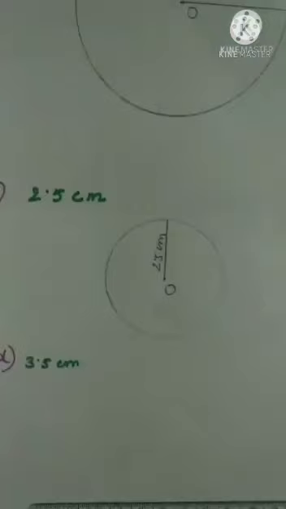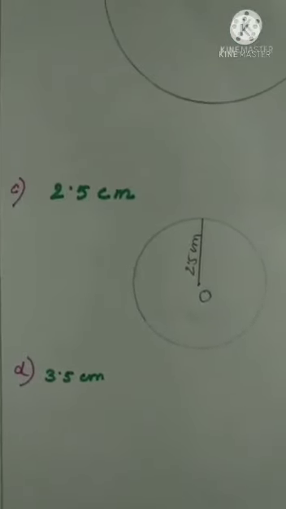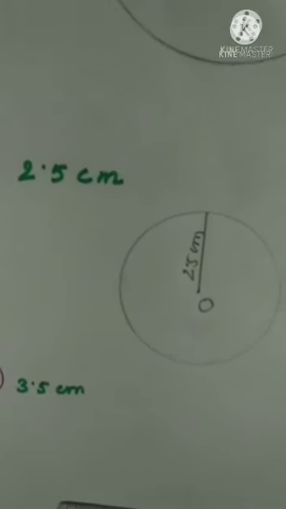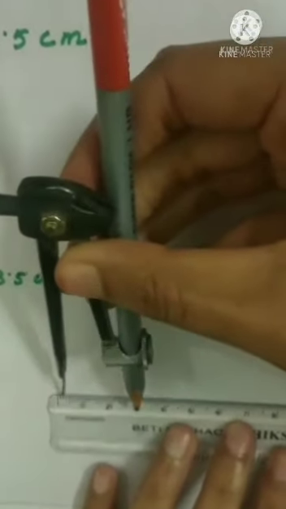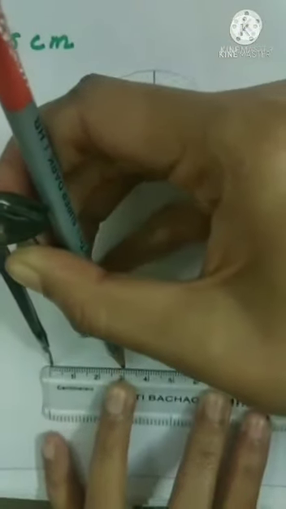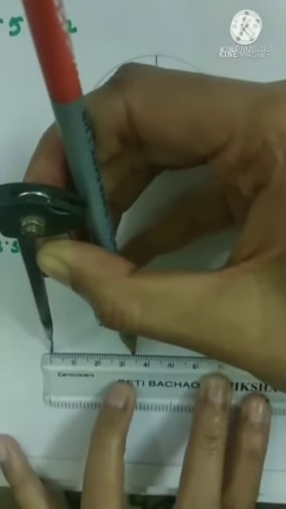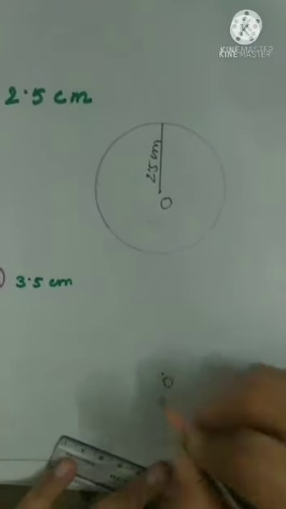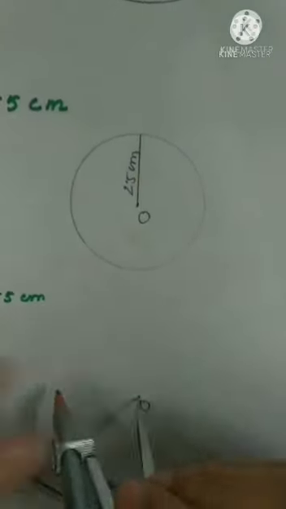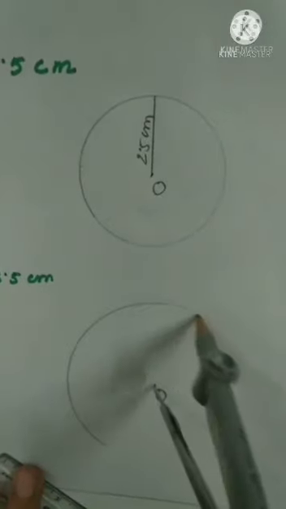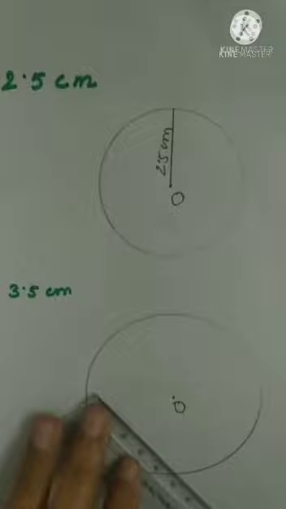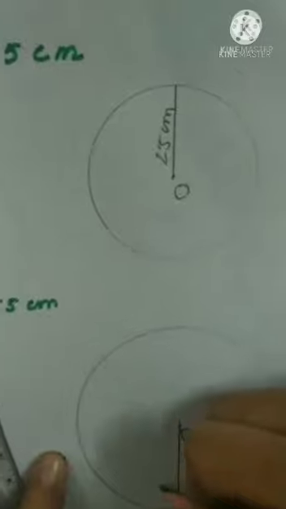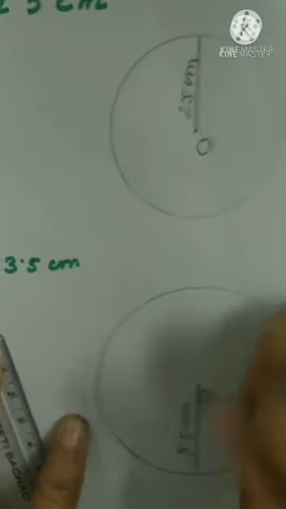Alright students, now let's discuss question number D, 3.5 centimeter. Here radius is 3.5 centimeters. So likewise, we will measure 3.5 centimeter. Okay, so after that, we will fix a point O and we will draw circle of radius 3.5 centimeter. Okay, students. So this is the circle of radius 3.5 centimeter and this is the radius.